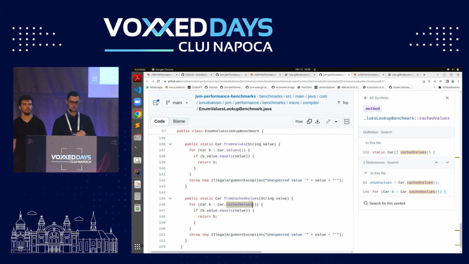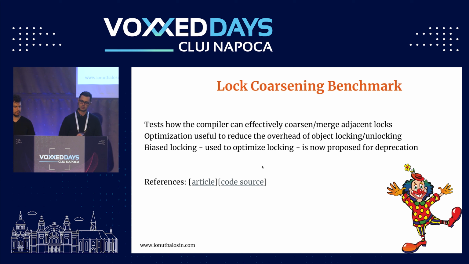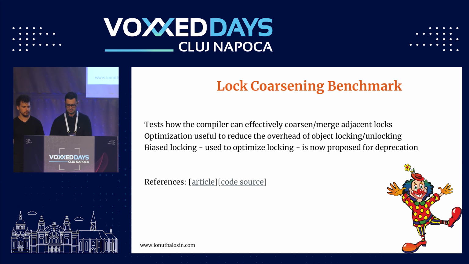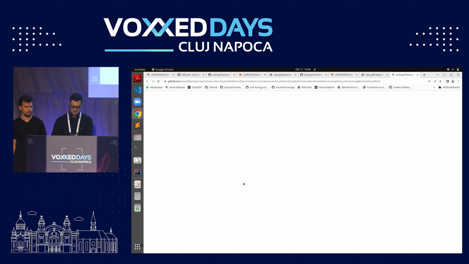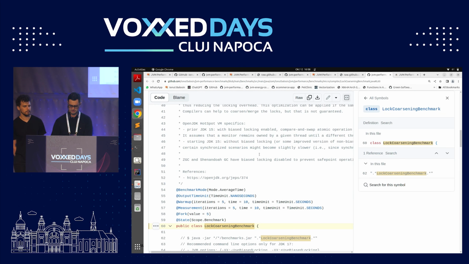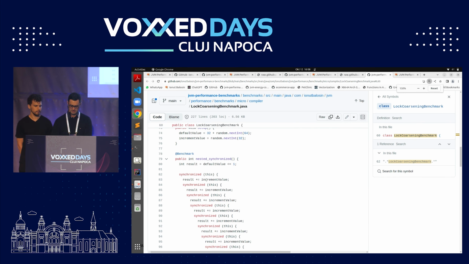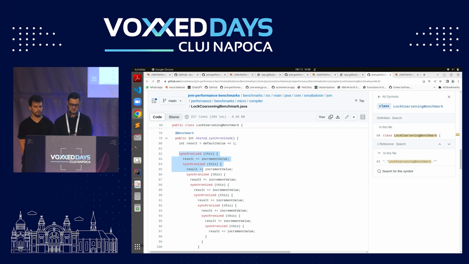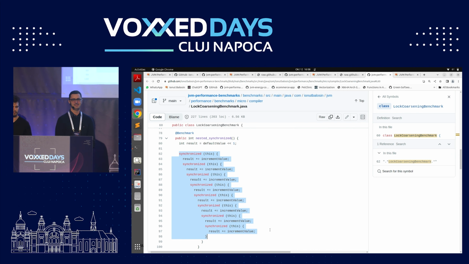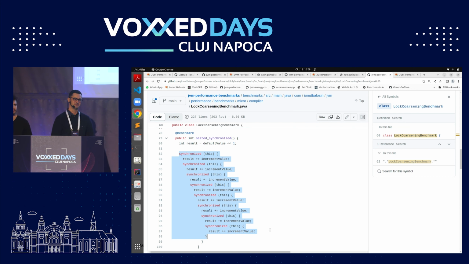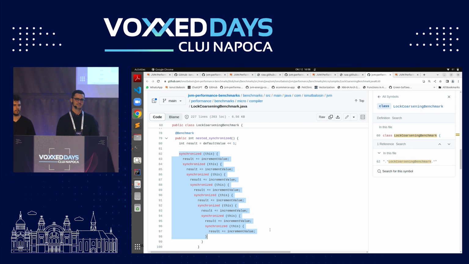This was the first one. The second one was lock coarsening. Lock coarsening, what does it mean? It's better to show you the code. Let's suppose you have a method which looks like this. Synchronize, synchronize, synchronize, synchronize. Have you ever written such code? No. Can this happen at runtime? Yes, you can.